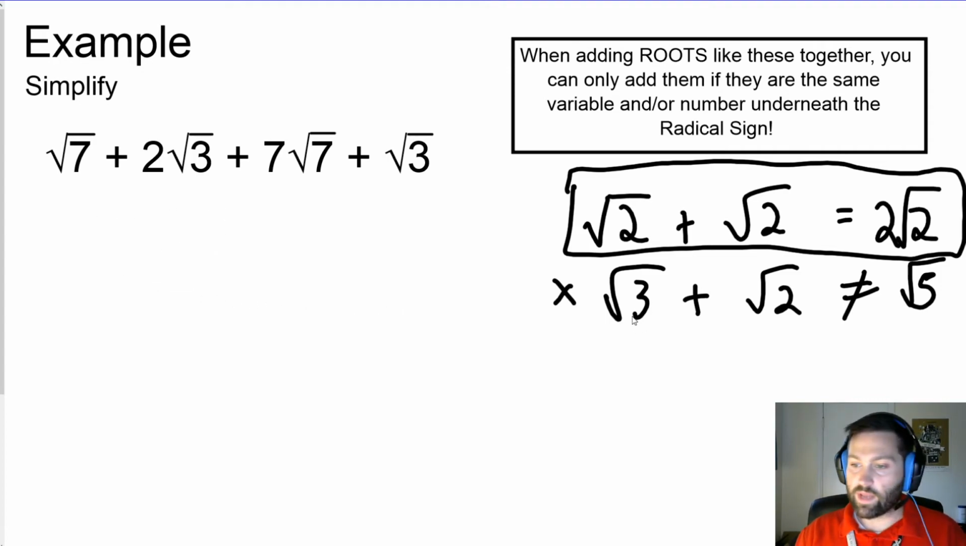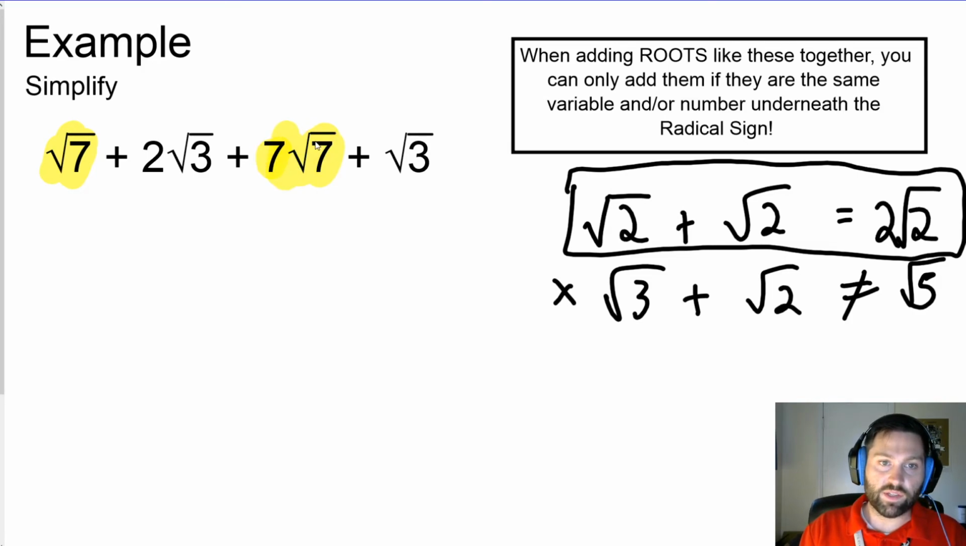So knowing that, I'm going to take my highlighter and say that I have square root of 7 here and 7 times the square root of 7. So they have the same root number underneath the radical. So square root of 7, there's like a 1 hiding out front. 1 times the square root of 7 plus 7 times the square root of 7 gives me 8 times the square root of 7.